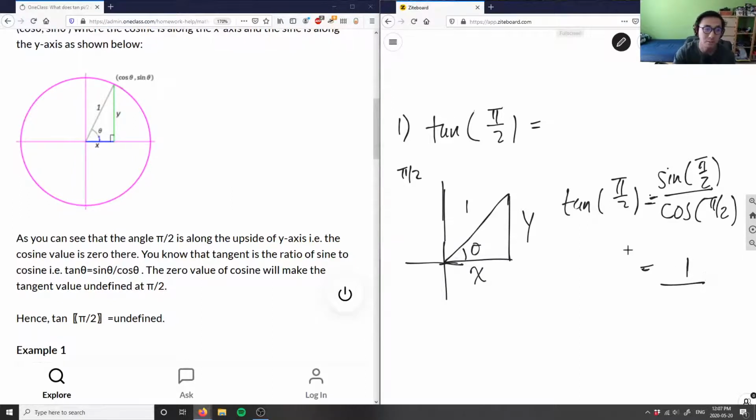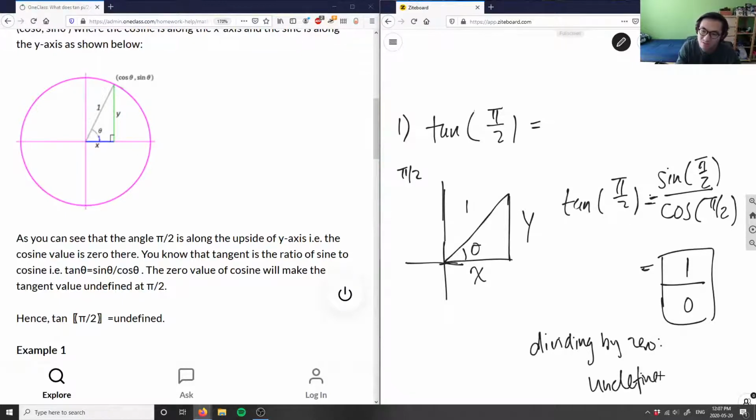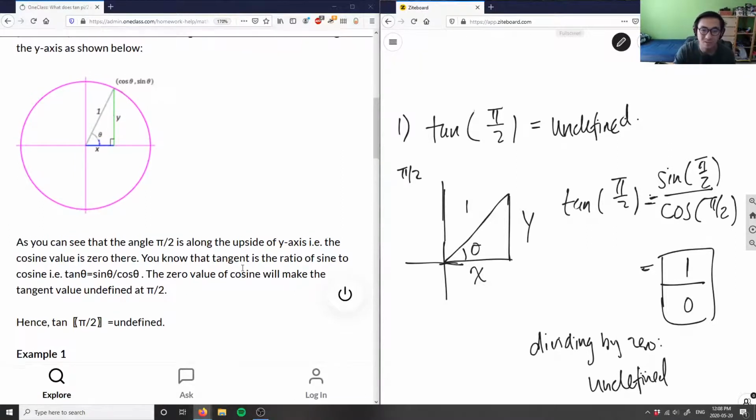However, for cos pi over 2, if we take the adjacent over the hypotenuse and maximize this angle to pi over 2, we realize that cosine is 0. So it's going to be 1 divided by 0, and we don't want to divide by 0. Dividing by 0 is no good; it means the value is undefined. So tangent pi over 2 is 1 divided by 0, therefore it is undefined. Tan pi over 2 is indeed undefined, so this is the correct answer.